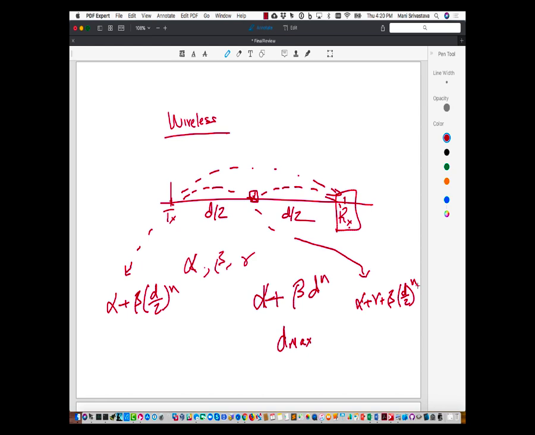Gamma is the receive energy per bit for the reception. Because reception is not distance dependent, I can just model it as something constant. At the receiver, it's just going to be gamma because it's just receiving. At this node, it's receiving and sending, so that's why it's alpha plus gamma plus beta. So at both it's the same, it's just the magnitude.